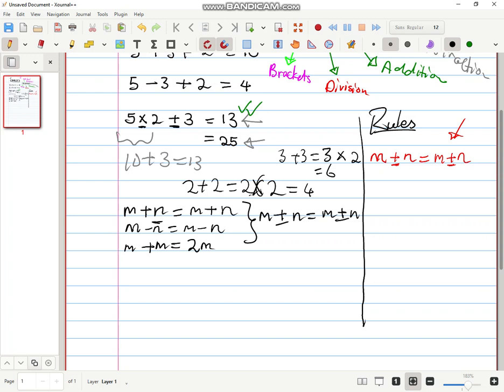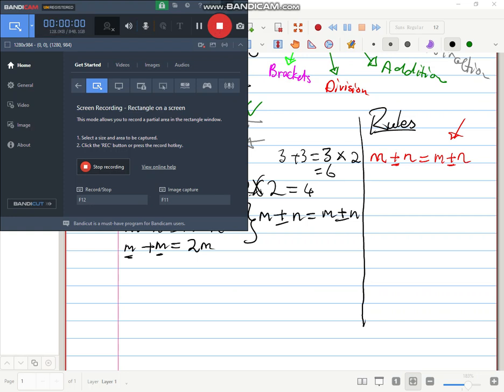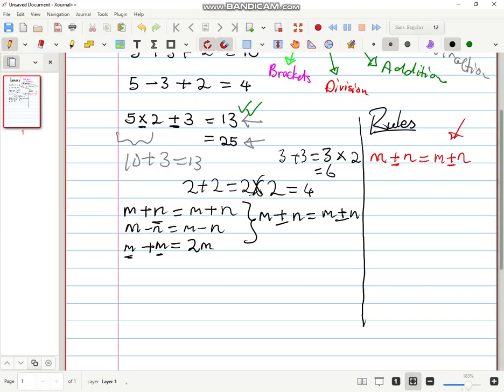So in this case, this m is the same as this m here. So when you add the two m's, you're going to get 2m, right? Straightforward, right? Let's write it here. m plus m equals 2m. Then let's go on. Let's move to another one.